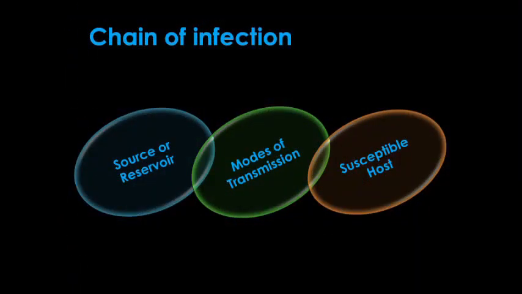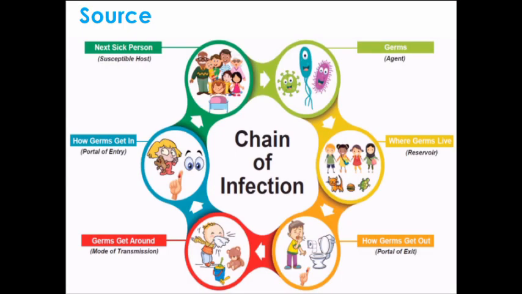Diseases are transmitted from the source of infection to the susceptible host through various modes of transmission. Let's discuss the term source. Basically, the source is the starting point of the occurrence of disease. Definition wise, the source is a person or animal, object or substance from which an infectious agent passes to the host. They are the immediate source of infection.